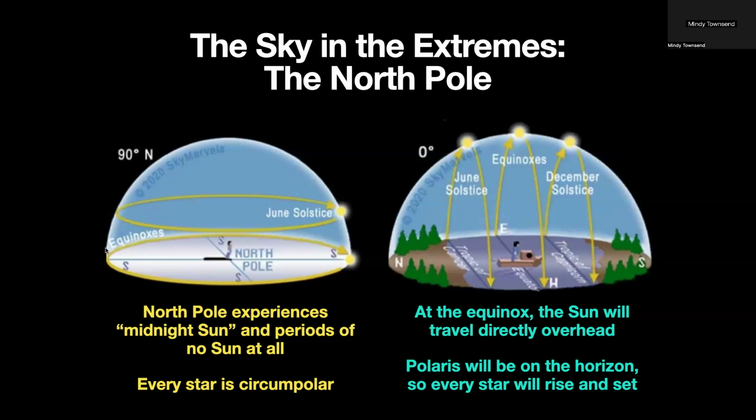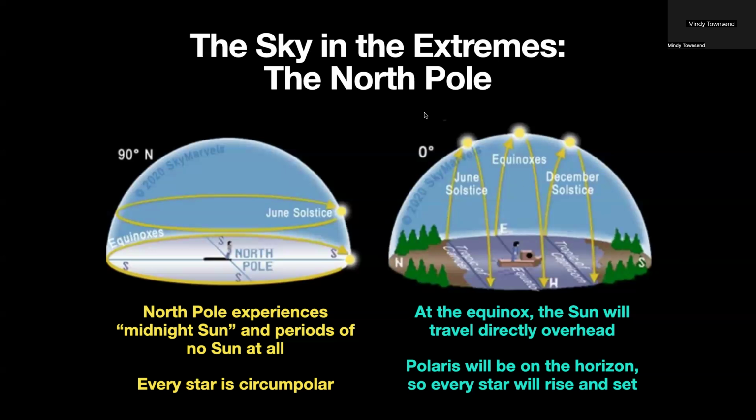So what this means is that the sun will take an almost flat path along the horizon, and every star in the sky will be circumpolar. You'll see the same stars traveling around Polaris night after night. So that is one extreme. What happens at the other extreme, at the equator?